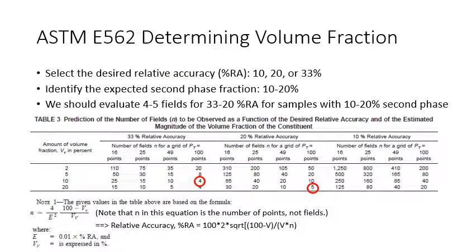ASTM E562 also has a table, table 3 here, that helps you predict the number of fields that you're going to have to observe or make measurements of in order to achieve a certain amount of relative accuracy. For our program, probably 20 to 30% of relative accuracy will be sufficient. We will oftentimes be looking at 10 to 20%, sometimes higher, sometimes lower, percent of second phase. And we're going to be evaluating 100 points for each image.